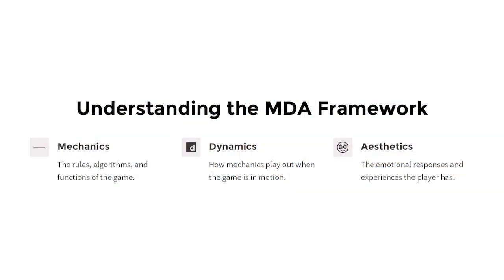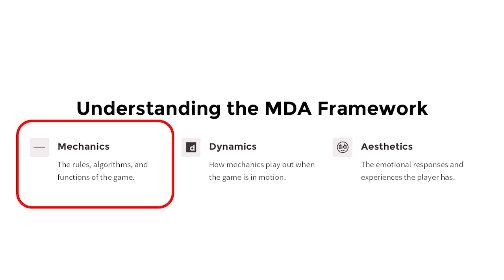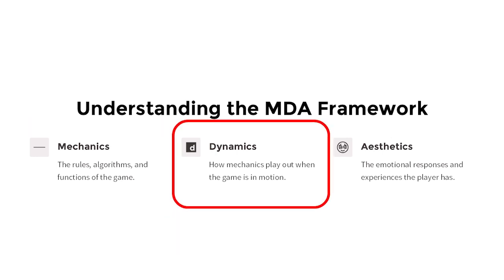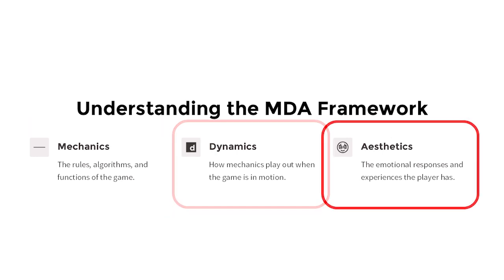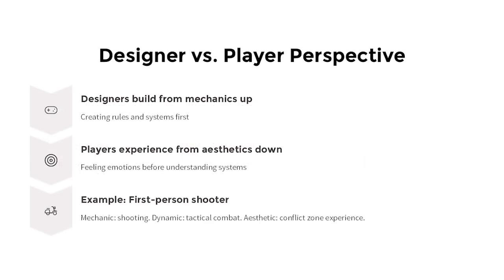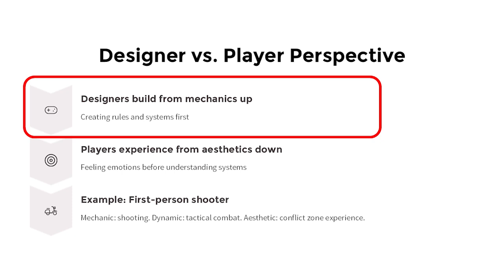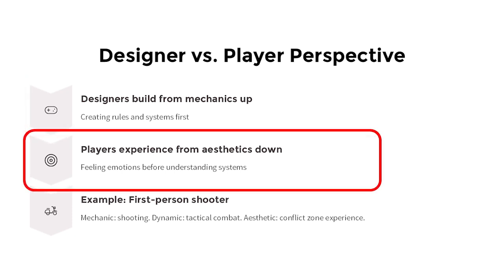Before we can talk about dynamics, let's put them in context. One of the most popular models in game design is the Mechanics Dynamics Aesthetics Framework, or MDA for short. Here's how it works. Mechanics are the rules, algorithms, and functions. Dynamics are how the mechanics play out when the game is in motion. Aesthetics are the emotional responses and experiences the player has. Think of it like this. Designers build from mechanics up, while players experience from aesthetics down.